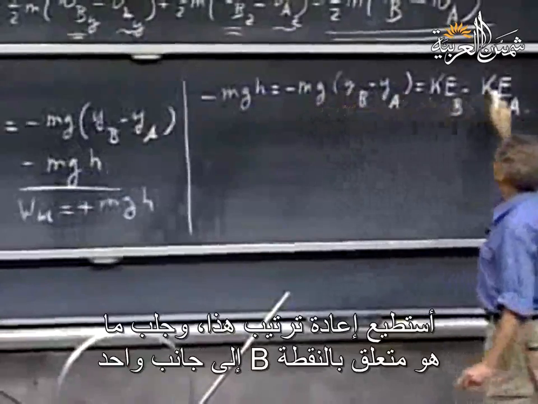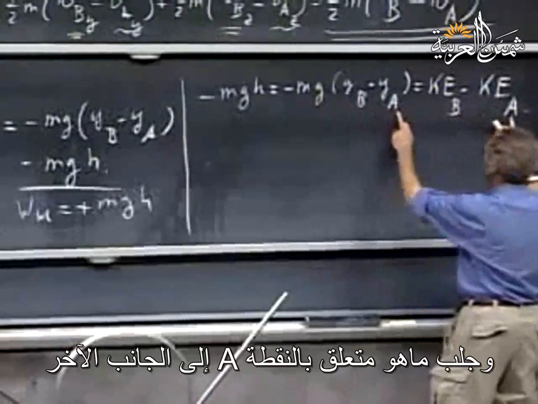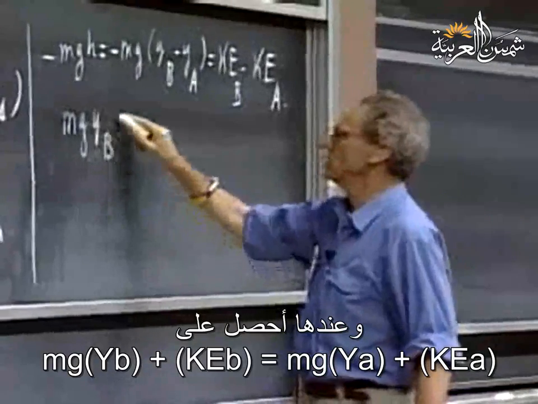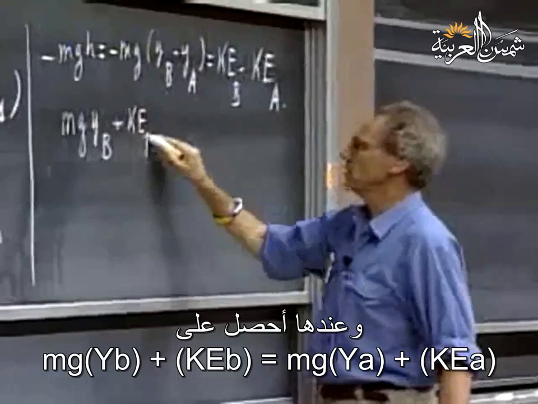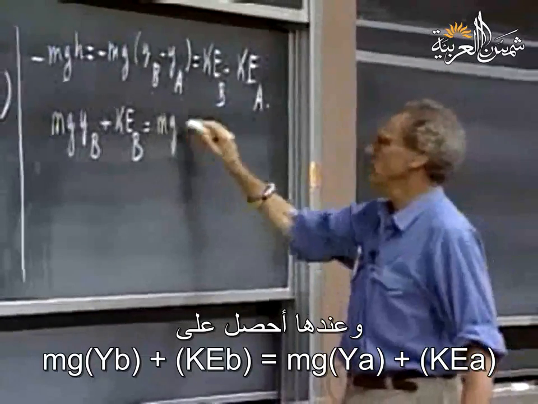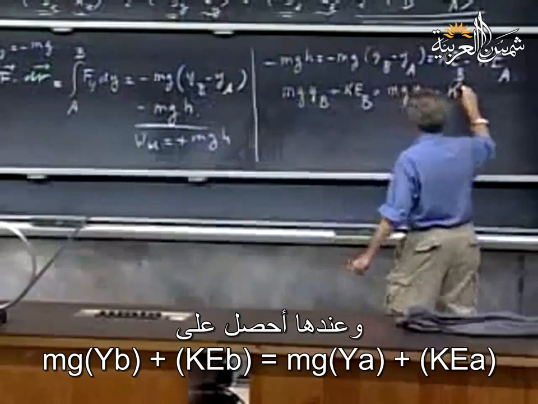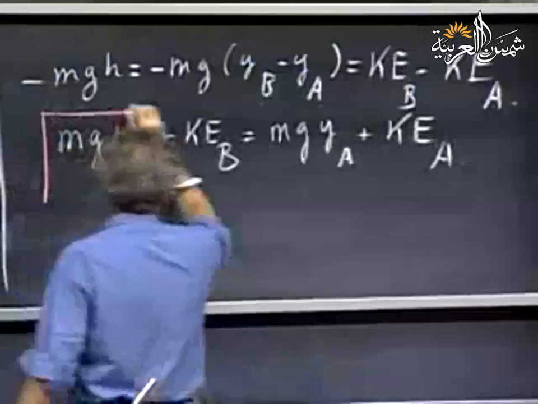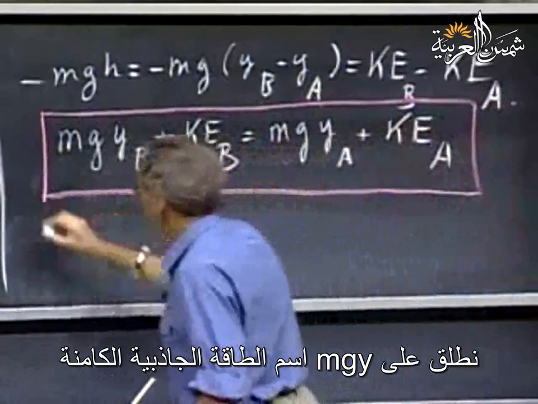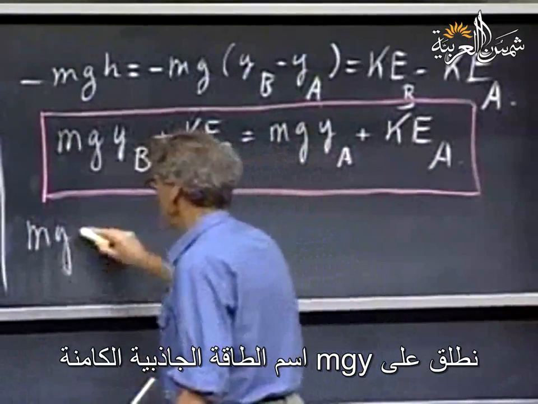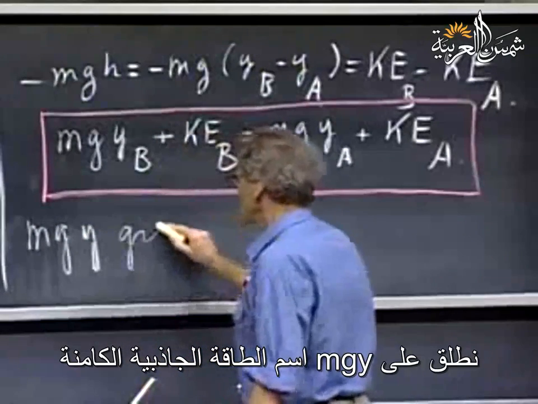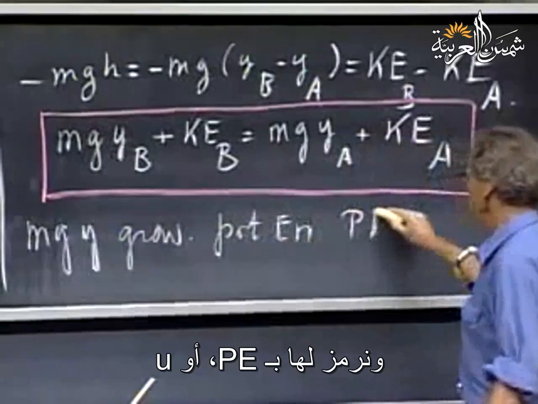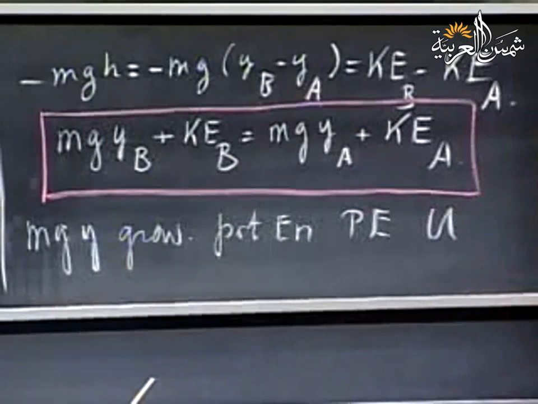Look closely here. I can rearrange this and I can bring the B's on one side, I can bring the A's on one side. I then get mg times y of B plus the kinetic energy at point B equals mg times y of A plus the kinetic energy at point A. And this is truly an amazing result. We call mgy, we give that a name, and we call that gravitational potential energy. Often we write for that PE or we write for that a U.